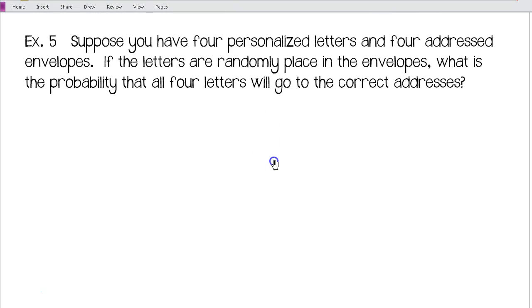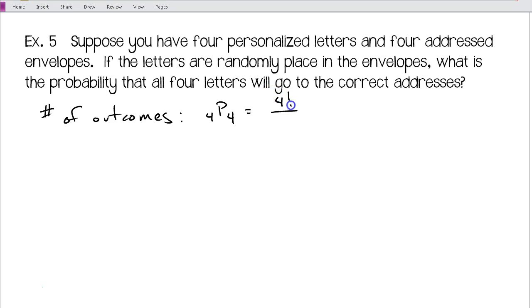So let's take a look at a few more examples. Suppose you have 4 personalized letters and 4 addressed envelopes. If the letters are randomly placed in the envelopes, what is the probability that all 4 letters will go to the correct addresses? Let's first figure out the number of outcomes. We need to find the permutations of all 4 letters, because the order that they go in the envelopes is important.